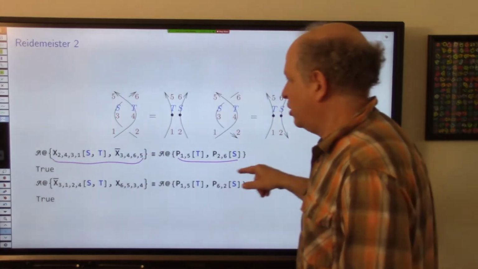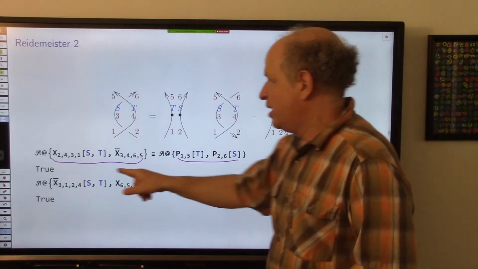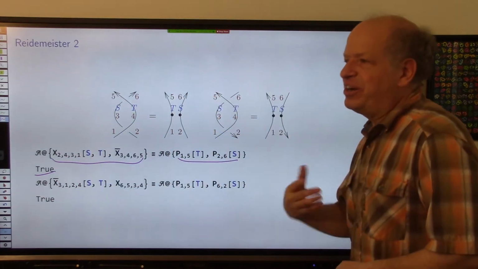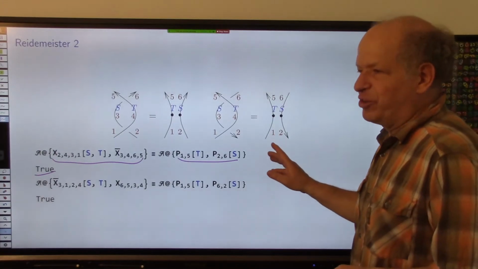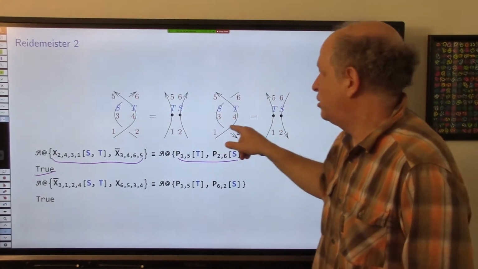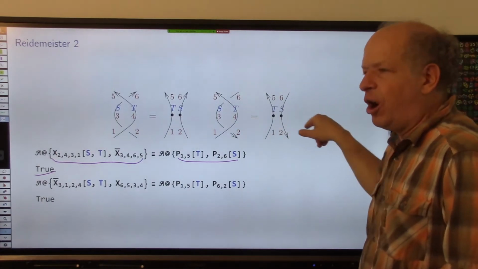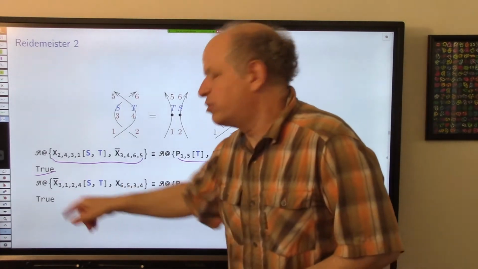I'm asking the computer to compare the invariants of the two things, and the computer outputs true. So we are invariant under Reidemeister moves. To be honest, there are two types of Reidemeister moves: one in which the two strands are oriented the same way, and one in which the two strands are oriented in opposite ways, so I need to check the other one as well, and the computer also says true.